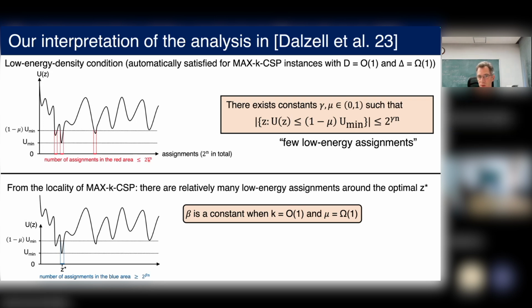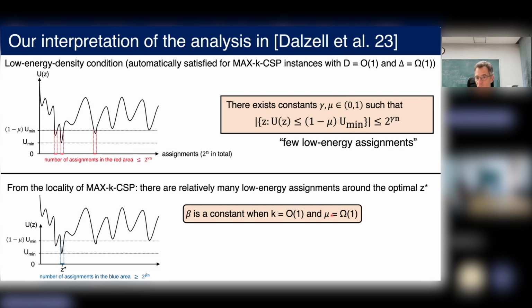We have this condition. A second thing, and the crucial observation, is that we do have locality. We know that MAX-k-CSP is a local problem. So what we can show is that there are relatively many low energy assignments around the optimum. Let's see this picture here. We have Z star, which is the assignment with the smallest energy, achieving this point. And what we can show is that around this optimal assignment, you have a fairly large number of assignments with energy smaller than the second threshold. We can show that this beta is actually constant when k is constant and mu is also constant.